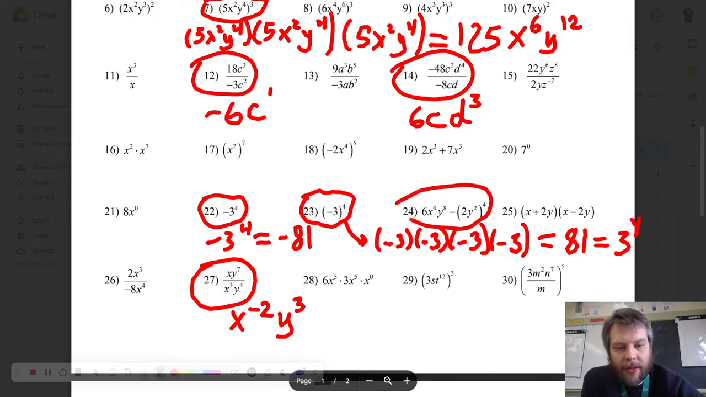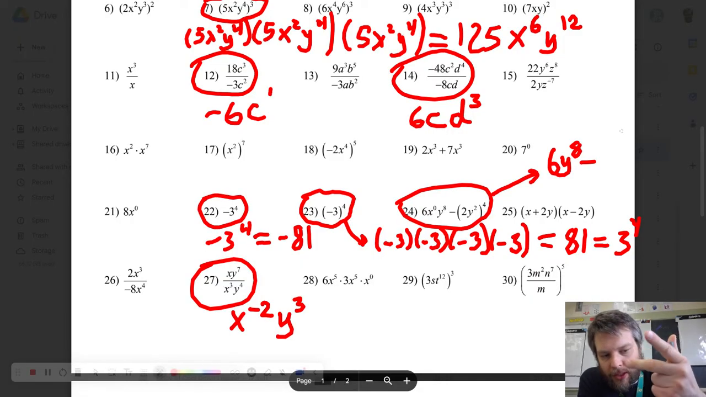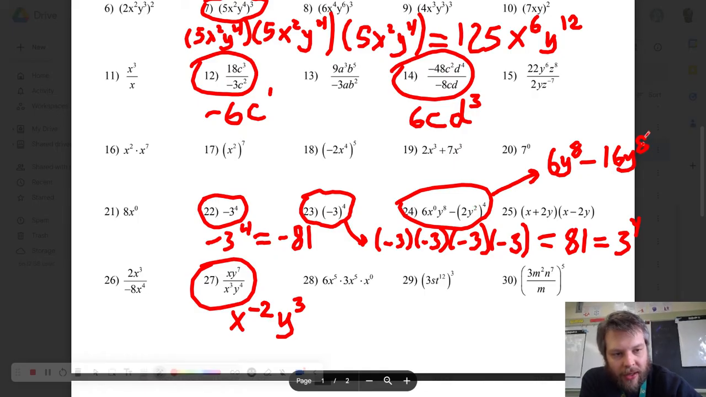Somebody asked me about number 24. I'll just scoot it over here. X to the 0 is equal to 1, so I just have 6 times 1 times y to the 8th. Then I have a minus. 2 is inside parentheses, 4 is on the outside, so I go 2 to the 4th power. That's 2, 4, 8, 16. Y squared to the 4th is y to the 8th. And those are like terms because they're both y to the 8th. So I have negative 10 y to the 8th.